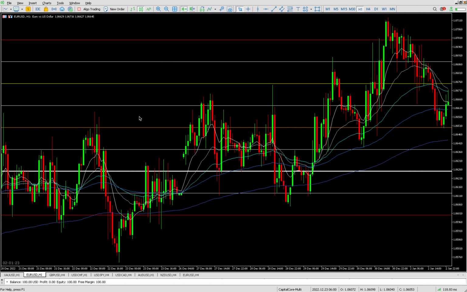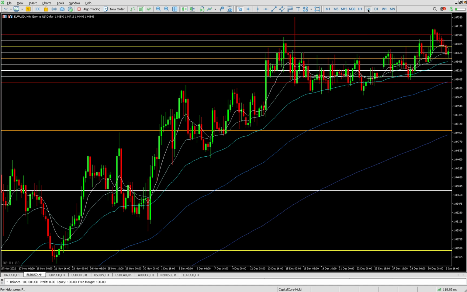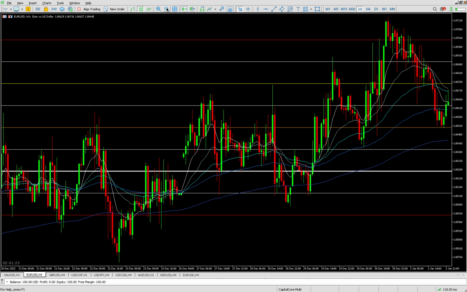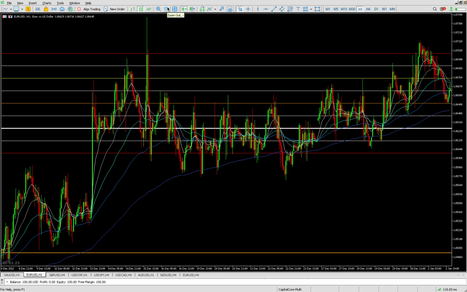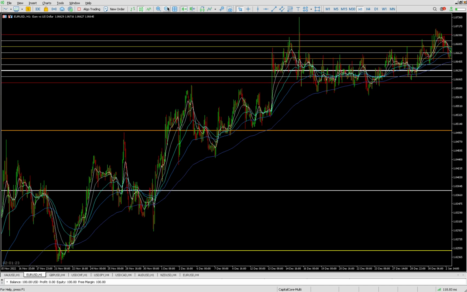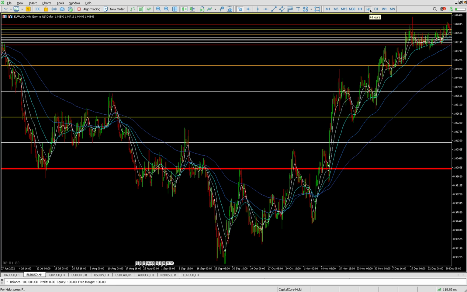Okay, so hopefully this makes sense, and hopefully you got it and you understand. It's pretty simple. And you can see how price reacts off of these levels. Very significant. You can see this.